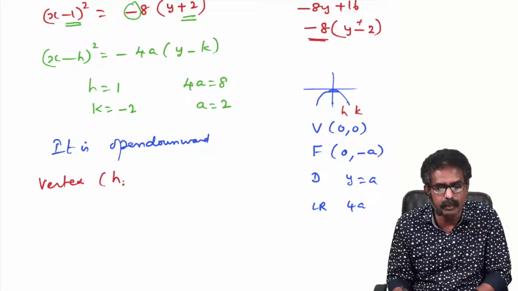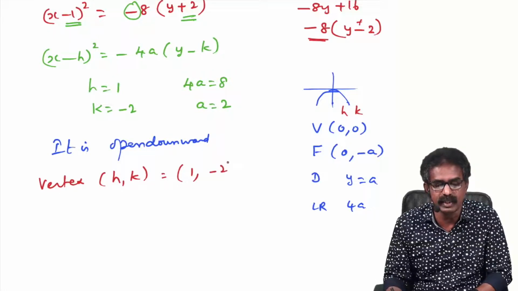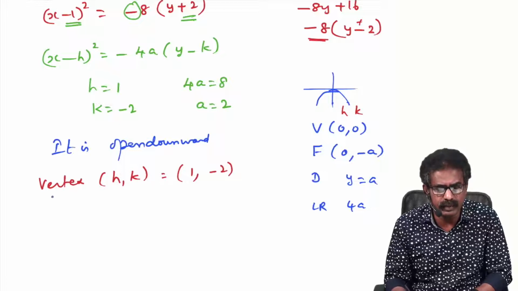Vertex is (h, k). So what is it? H value 1 and k value minus 2. So the first result is over. Next we have to find the focus.